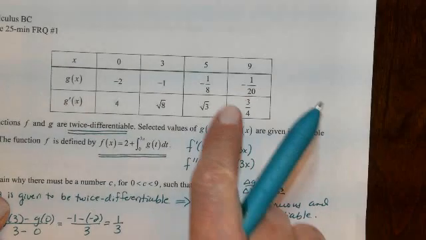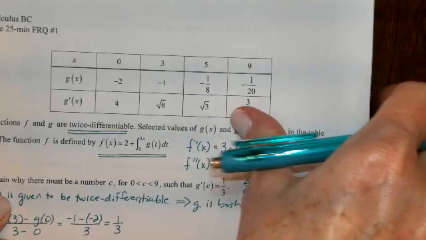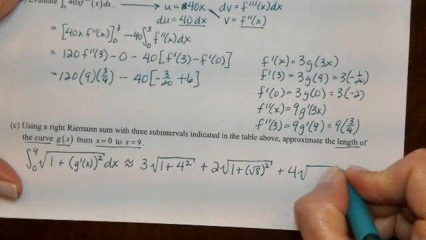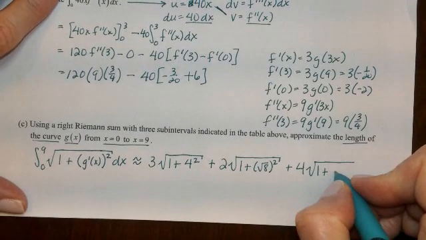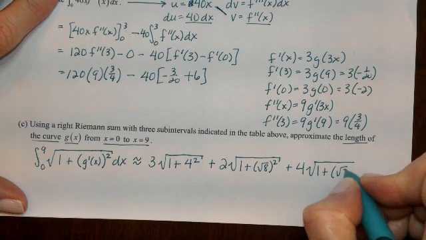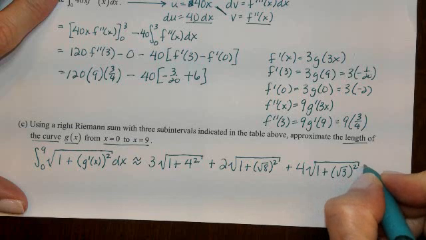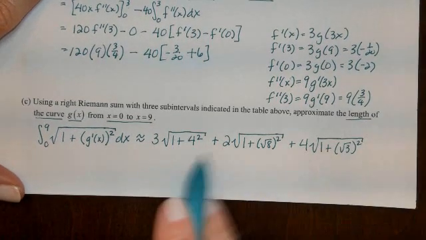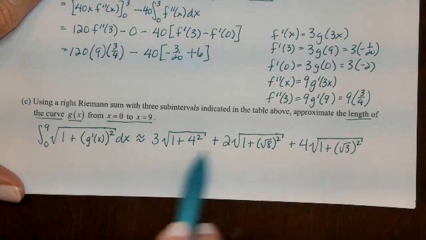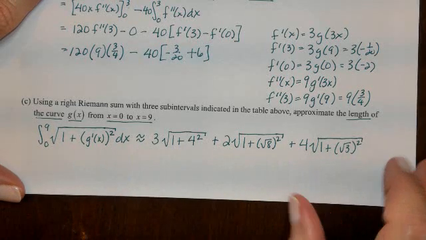The last subinterval will have base length of 4. 9 minus 5 is 4. Square root of 1 plus, and then the leftmost g prime value there is the square root of 3. So this will be the square root of 3 squared. And that is the right Riemann sum with 3 subintervals that approximates the length of that curve.